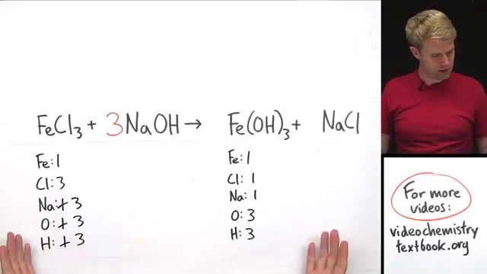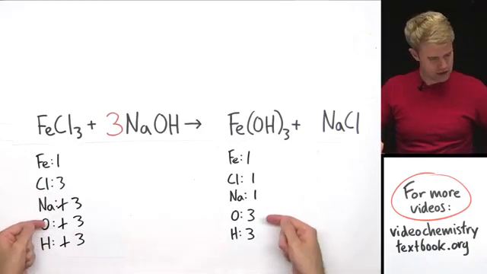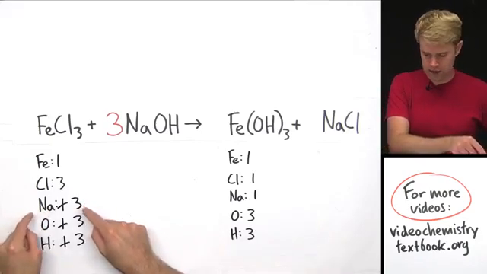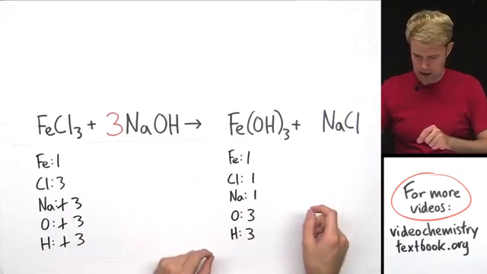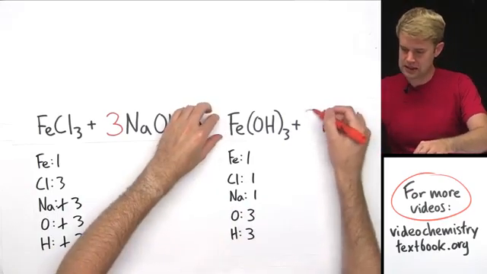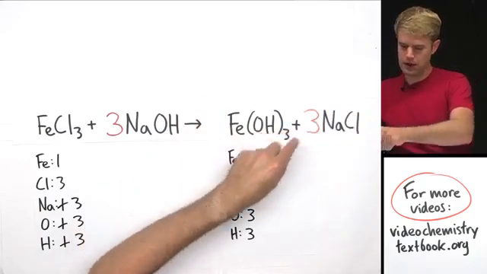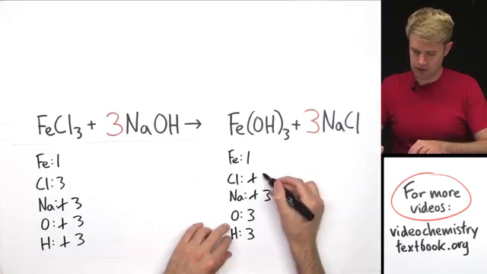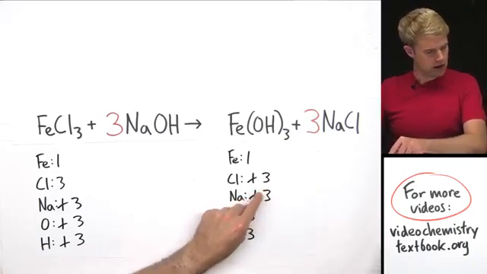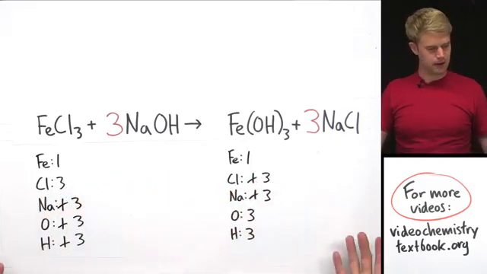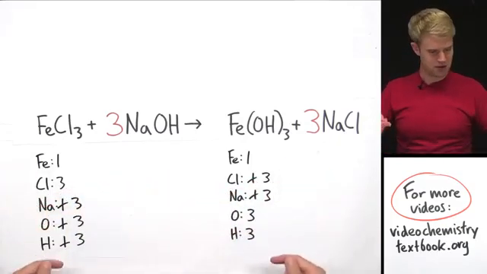Okay, what did that do for me? Well, that balanced the oxygens and hydrogens, but now the sodium, the Na, I have 3 on this side and I only have 1 on this side. Okay, so I can fix that by multiplying this NaCl by 3 here. Okay, so that's going to give me 3 Na, and it's also going to be 3 times the Cl. So now I have 3 Cl. And check it out, that fixed it. I have 3 Cl over here, and I got 3 Cl there. Great, so 1, 3, 3, 3, 3, it balances.